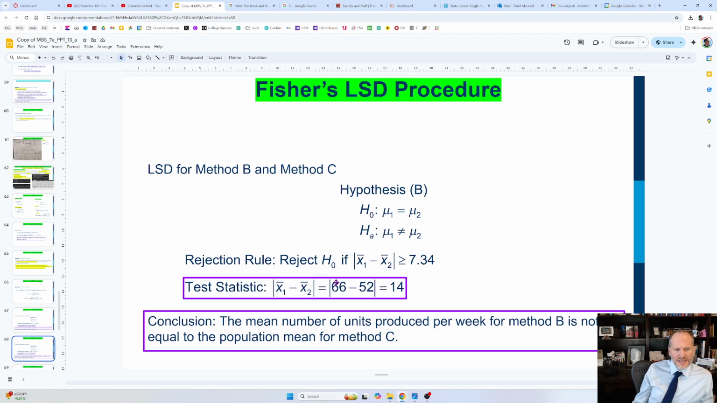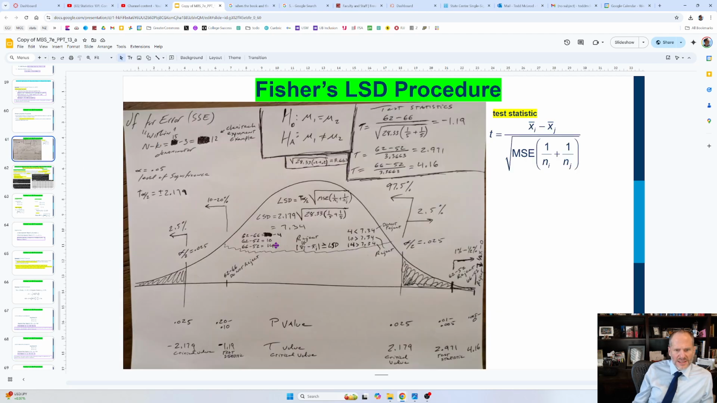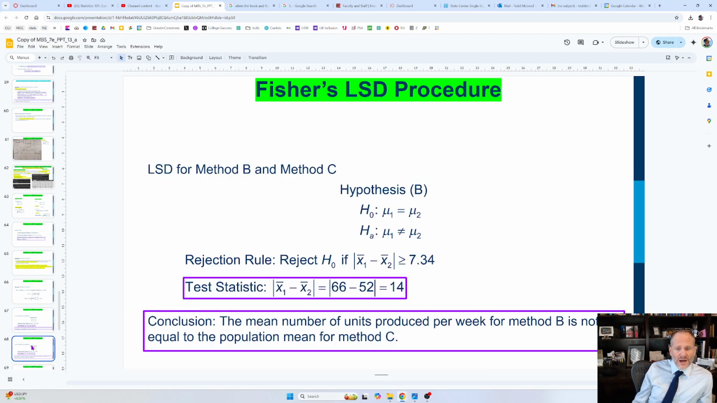And then here is 66 minus 52. So 66 minus 52 is right here, this lower one, and 66 minus 52 is here. So if you do it this way, the critical value approach, the p-value approach, or the LSD approach, where this is your test statistic and this is your critical value, you're also going to get 66 minus 52. The mean number of units produced per week for method B is not equal to the population mean.